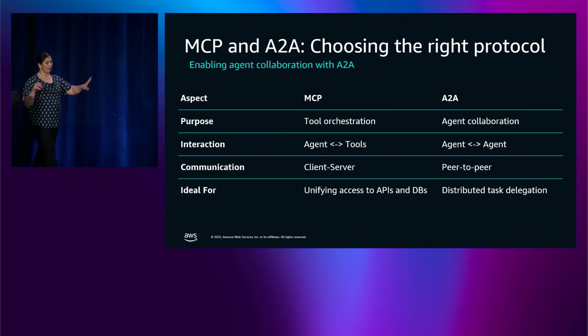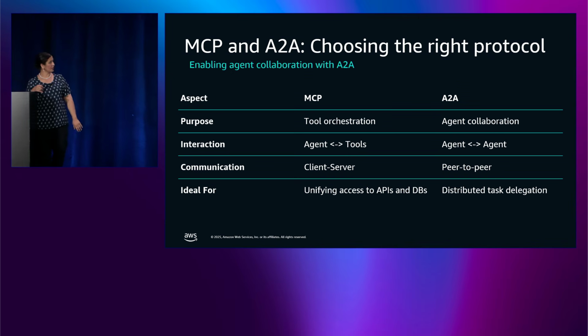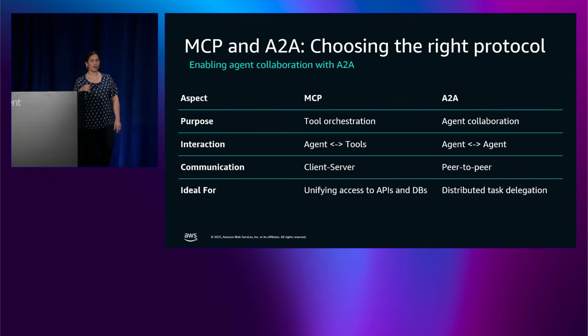So MCP is ideal for unifying access to the tools, and the other one is for distributed task delegation. We don't have to build one agent which can do hundreds of different things. We can have different agents doing different things, even in our own company, but have a method of them collaborating with each other.